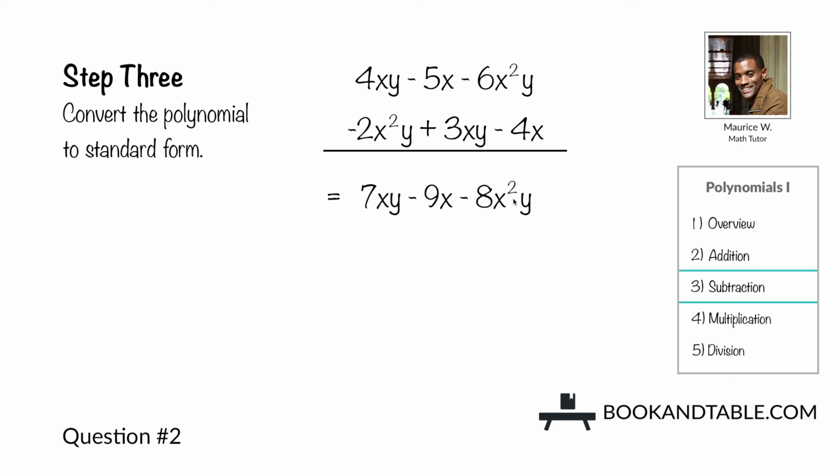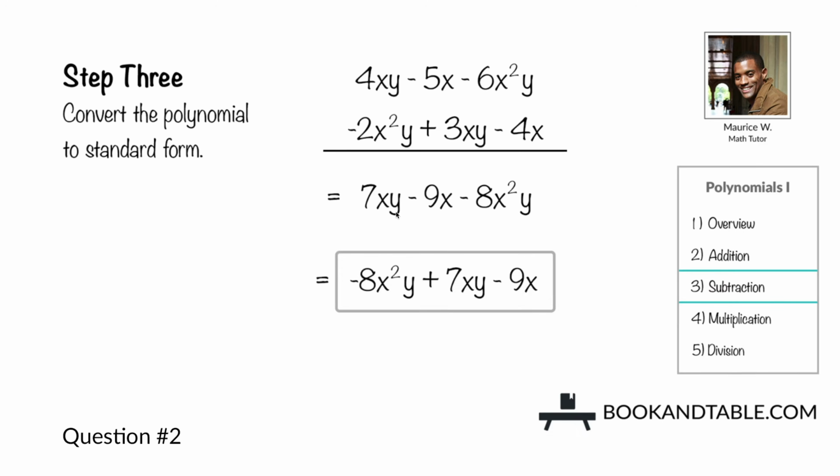Negative 8x squared y has a degree equal to 3. 1 plus 2 equals 3. Negative 9x has a degree equal to 1, x to the 1. And 7xy has a degree equal to 2. So in standard form, negative 8x squared y goes first, 7xy goes second, and negative 9x goes third, giving us a final answer of negative 8x squared y plus 7xy minus 9x.